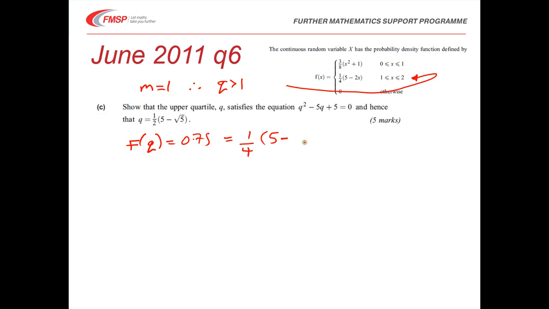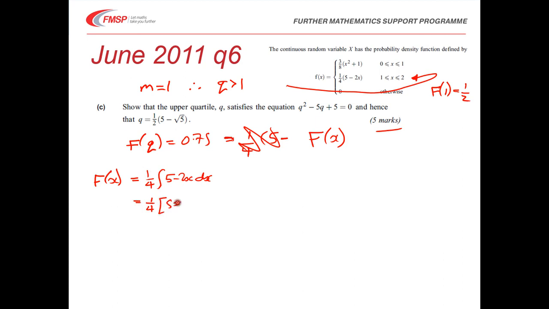Well, now there's the issue, you see, because this is little f of x. So actually, this is why it's worth 5 marks. We need to find big F of x. So here we go. Now I know that F of 1 is 0.5. That's going to be really helpful. So let's go. So I know that big F of x for this particular region is the integral of a quarter (5 minus 2x). So if I integrate this, it's going to give me a quarter of (5x minus x squared) plus a constant.